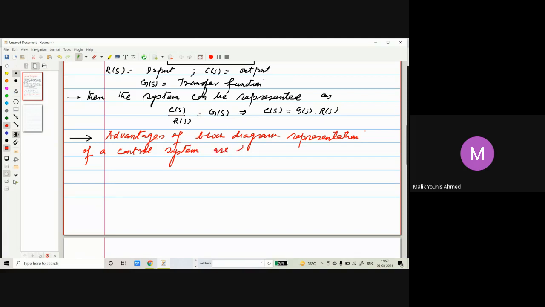Okay, the advantages are as follows. Let's see what those are. So, very simple. Advantage number one: it's easy to form the control system.